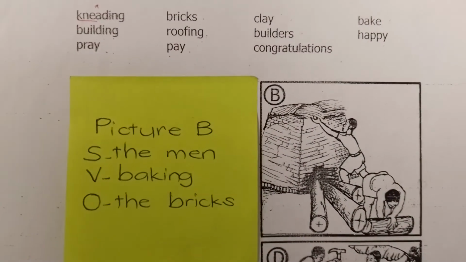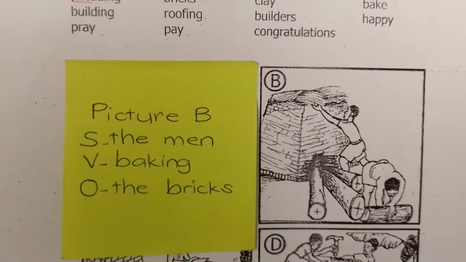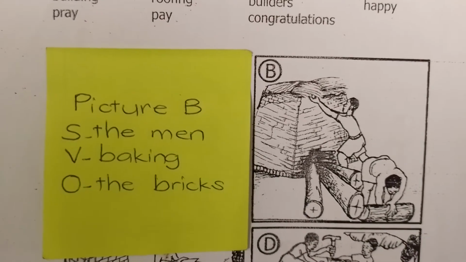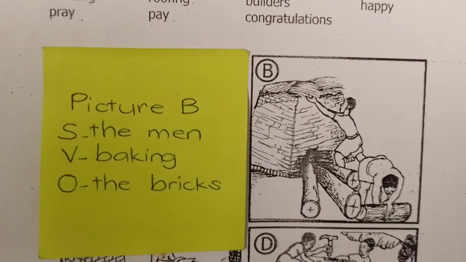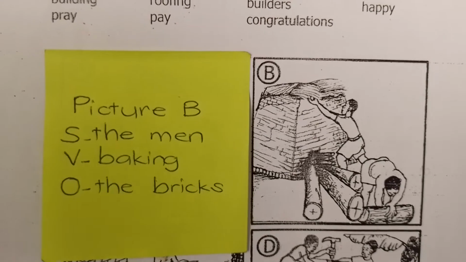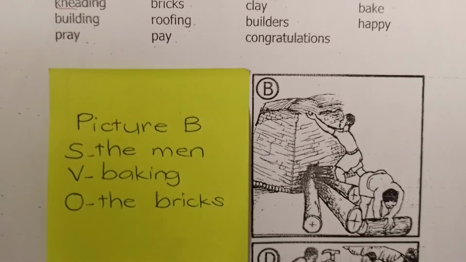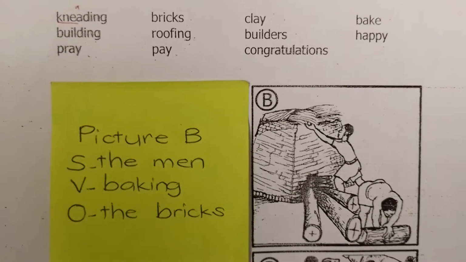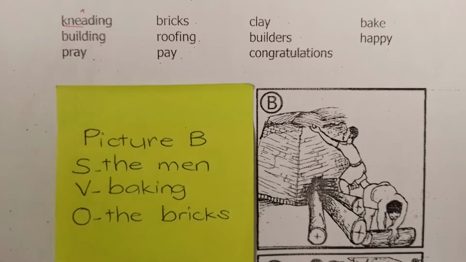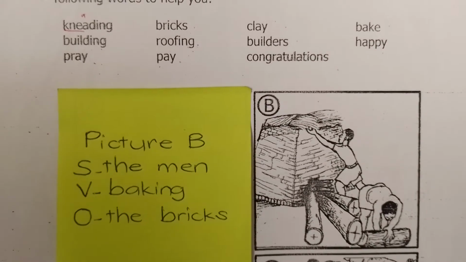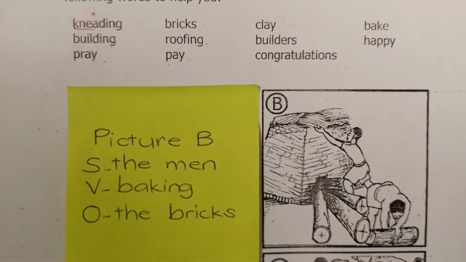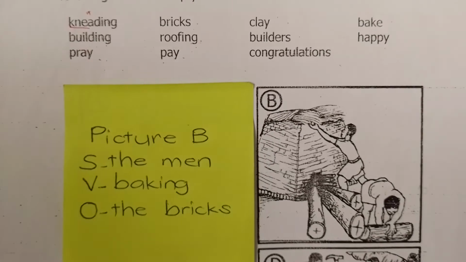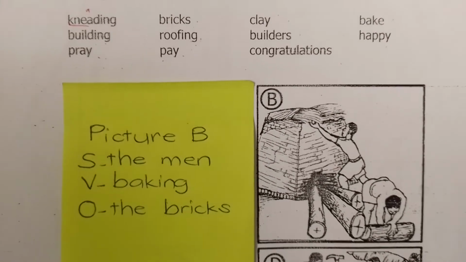Picture B, the words that we can match to this picture, the subject, the men. We say the men because we had already talked about these men. The verb we can use baking, and the object is the bricks. We had already talked about bricks, so we introduce it using article the bricks.